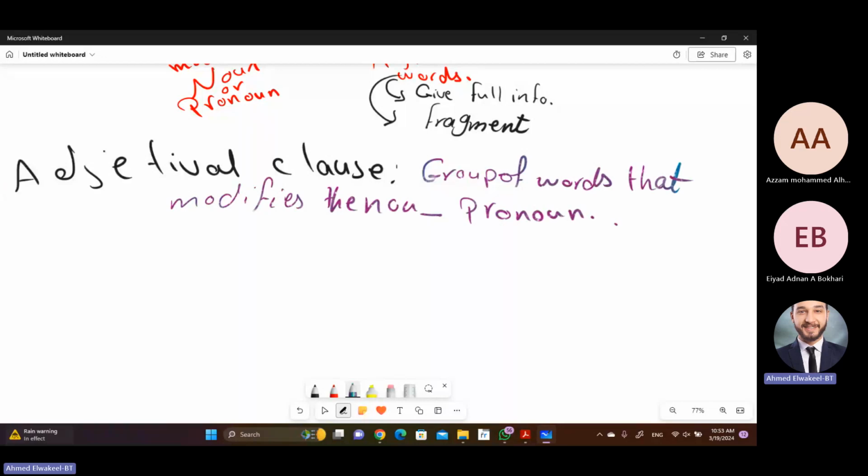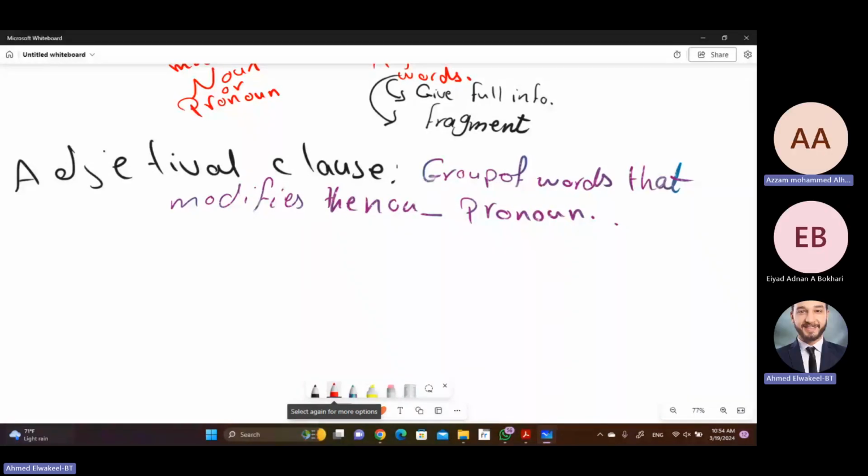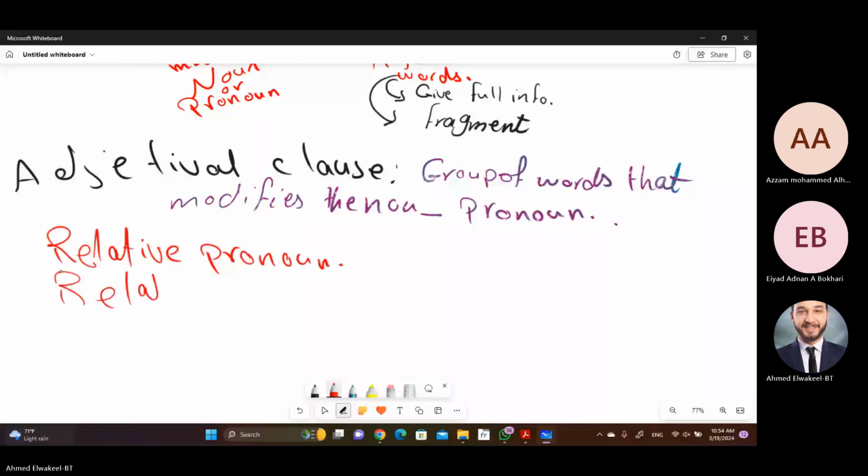Most important about the adjectival clause is to know that in order to have an adjectival clause, you need something that is called what? Independent sentence, to give the full meaning. Correct. But we just agreed that the adjectival clause is a subordinate one. And in order to have it, you need something that is called a relative pronoun or a relative adverb.